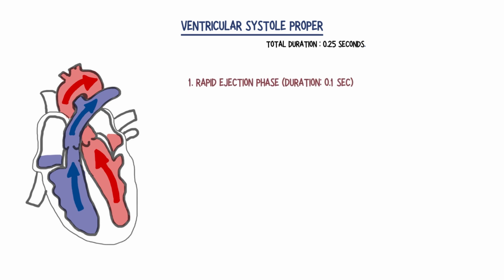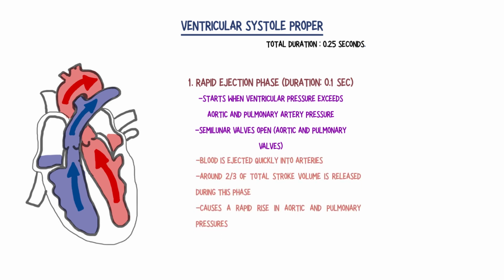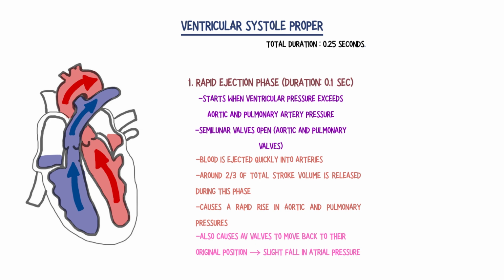First comes the rapid ejection phase, lasting just 0.1 seconds. The pressure in the ventricles exceeds the pressure in the aorta and pulmonary artery, causing the semilunar valves to open. Blood rushes out quickly, and most of the blood, around 2/3 of the stroke volume, is pushed into the arteries. As blood enters the arteries, pressure in the aorta and pulmonary artery rises, and the AV valves slightly shift back, causing a temporary drop in atrial pressure.